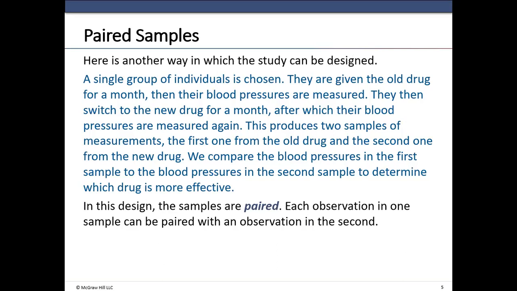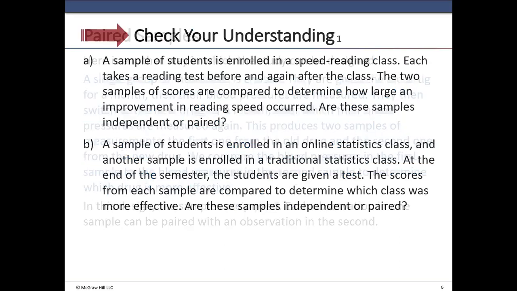Only their blood pressures are measured at the end of the month for consuming the old medicine, and then their blood pressures are again measured at the end of month 2 when they took the new medicine. So they're linked to each other. We compare blood pressure in the first sample to the blood pressure in the second sample to determine which drug is more effective. In this design, the samples are paired. Why? Because they're the same individuals on which two sets of measurements are made under two different conditions. Each observation in one sample can be paired with the observation in the second.